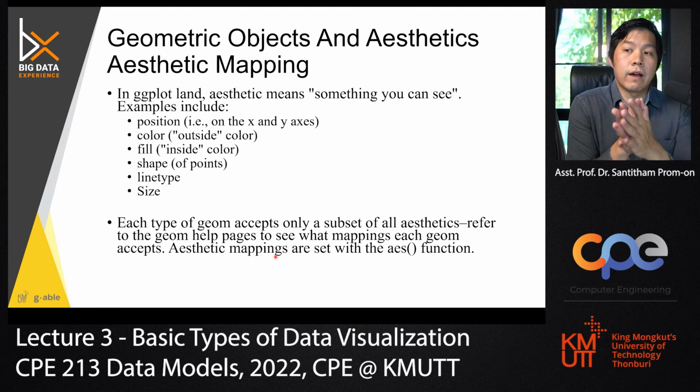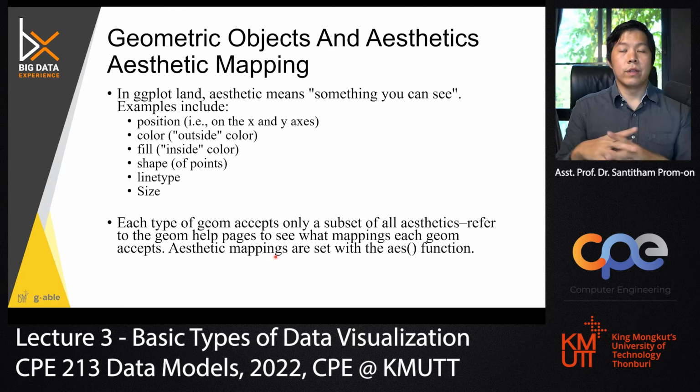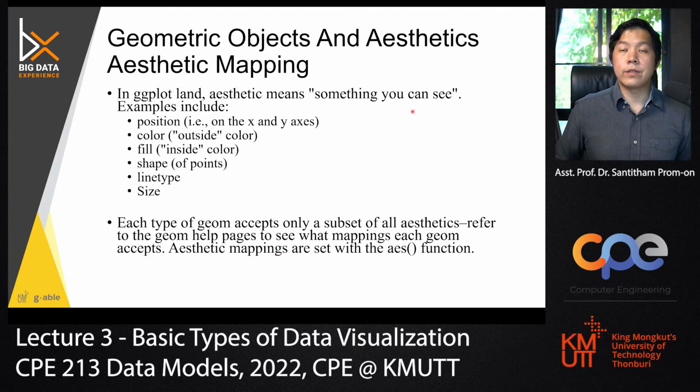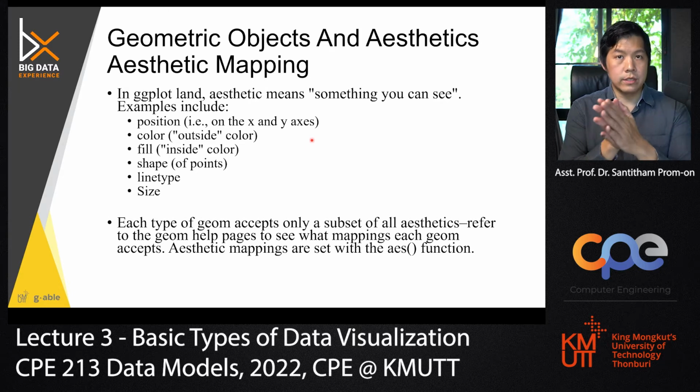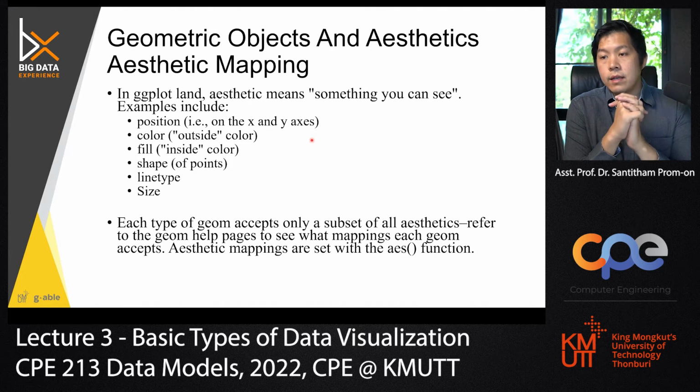You need to specify the mapping. Okay. What types of mappings are available? If you look at the help, you can see that the thing that you can specify would be something that you can see. That's why it's called the aesthetics. It would be something that you can see. You can map variable to position, color, fill, shape, line, size.